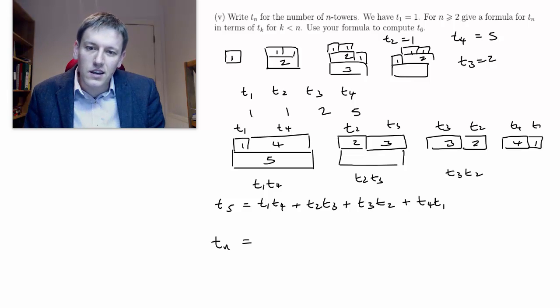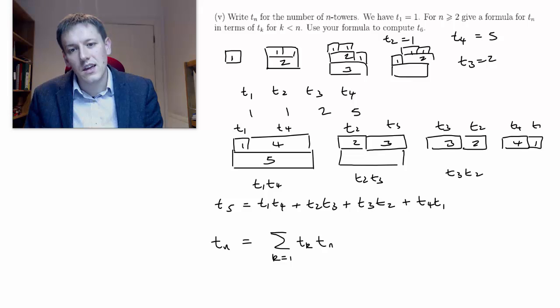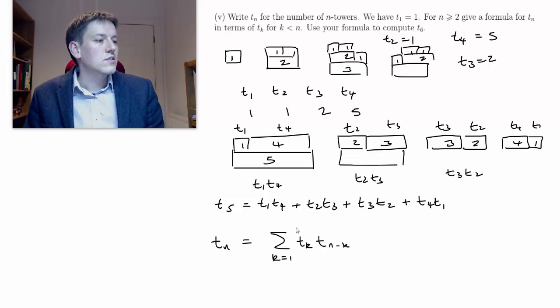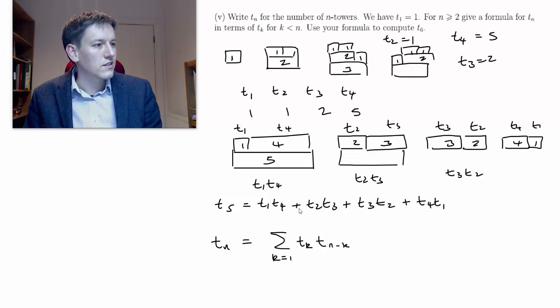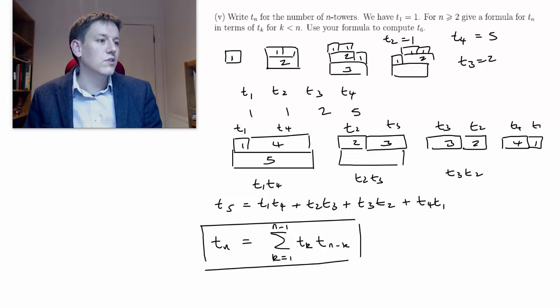One way to write this down would be using sigma notation for sums, and I could say it's the sum from, let's start at k equals 1, of Tk times T(n minus k). So for 5, if k is 1, n minus k is 4, and then if k is 2, n minus k is 3, etc. And then I stop after n minus 1 terms, so we finish when k gets to n minus 1. And this is a nice general formula for Tn.